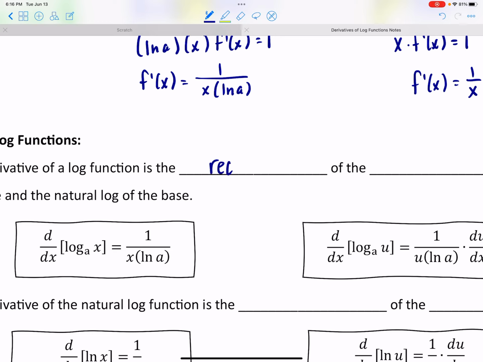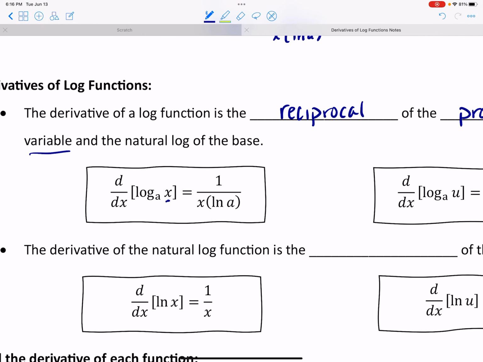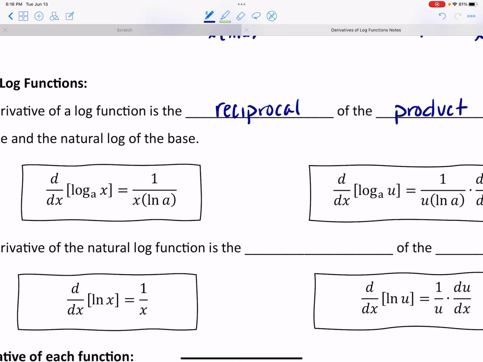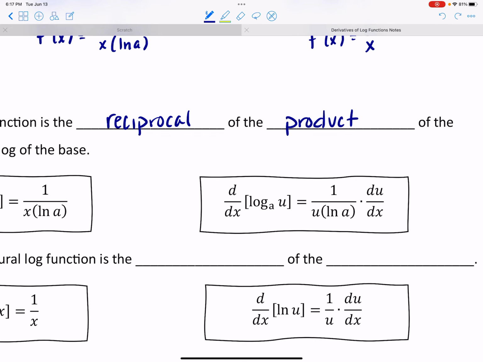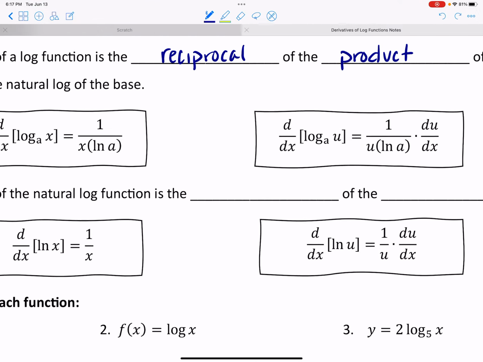So it's the reciprocal of the product of the variable, which in this case is x, and the natural log of the base, so natural log of a in our case here. And then remember, the chain rule can be used to generalize. If it's just a log base a of x, then we're just going to have an x here. If that x becomes anything else, we still have that same concept. It's 1 over the variable and natural log of the base, but then we have to multiply by the derivative of this thing. So applying the chain rule generalizes that derivative of a logarithm.